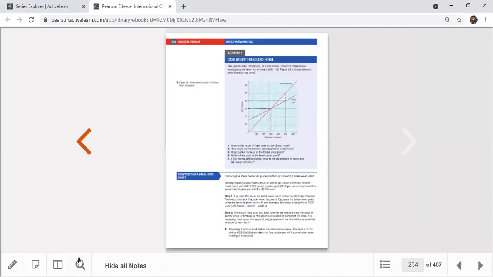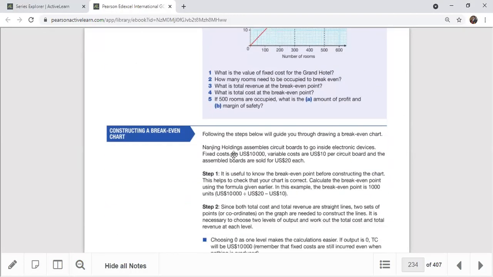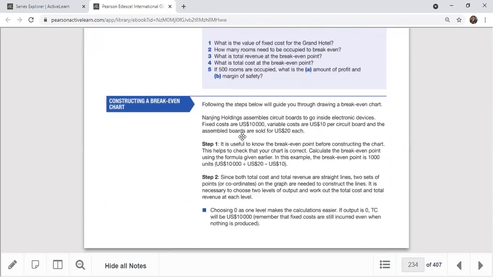Today I'm going to give some guidelines on how to construct this break-even chart and how to make a simple break-even analysis out of it. So step 1: when you're constructing a break-even chart, you can follow these steps as a guide when drawing it.